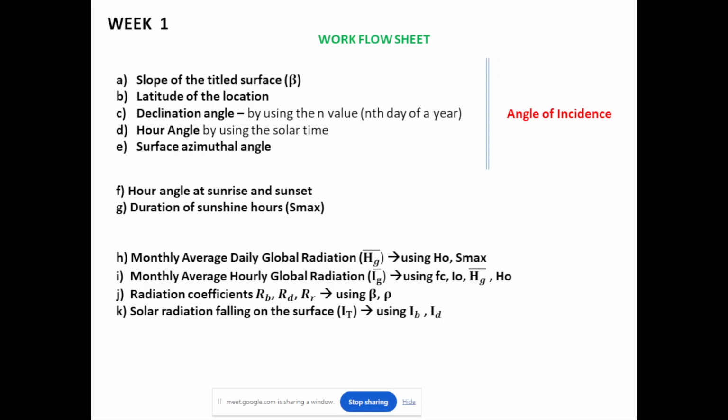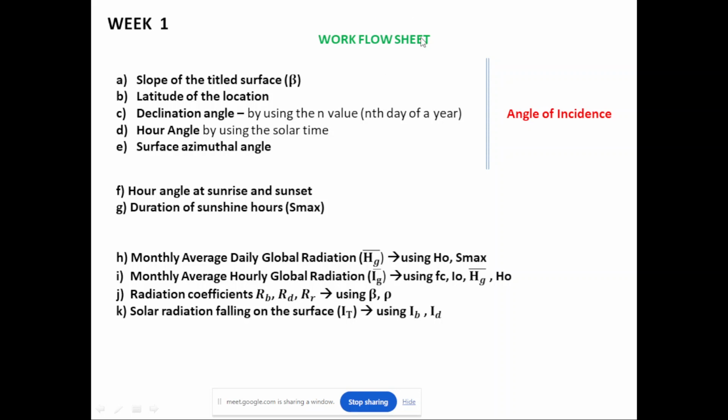And then we moved on to different types of solar angles, like declination angle, slope, hour angle, and surface azimuthal angle, and then we calculated the monthly average daily global radiation and hourly global radiation. It was a lot of formulas and very tedious calculations with complex formulas which have to be properly gone through. So this is a kind of workflow sheet. Since the process is very tedious and quite long, and could easily take more than an hour, you need to know exactly what to do in order to proceed in the correct direction.